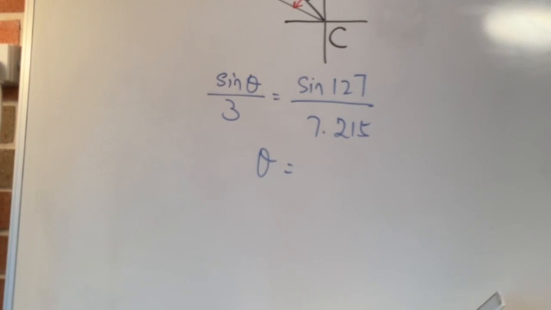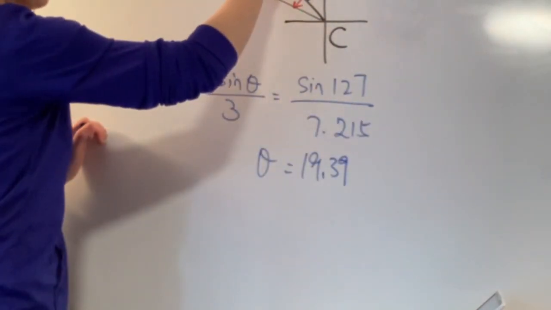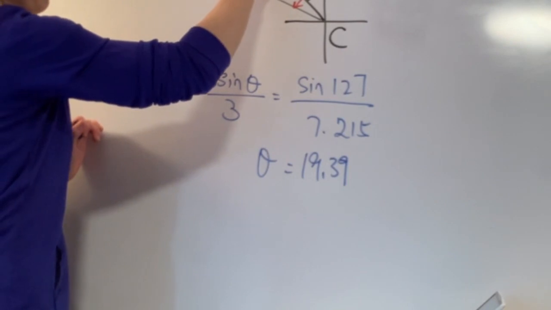We are going to times this one over. Yeah, 3 times sine 127, and then divided by 7.215, and then shift sine of answer. Yeah, answer. Yeah, on the bottom, the left. Yes, equal. You have 19.39? Yes. Okay, so you find out the angle is 19.39. Okay, so this angle is 19.39.